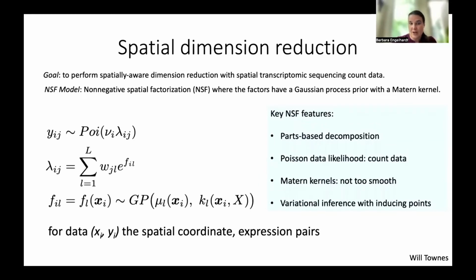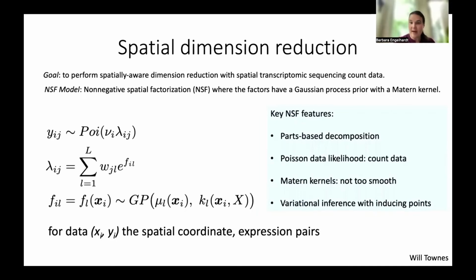So the first method that I'm going to tell you about is something called non-negative spatial factorization. It's a method for spatially aware dimension reduction. The goal here is to perform spatially aware dimension reduction with spatial transcriptomic sequencing count data. So the idea is that we have count data, reads from some kind of spatially resolved sequencing. And I'm going to show you some examples of that.